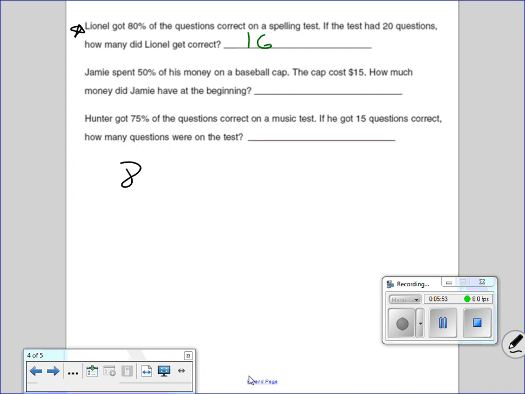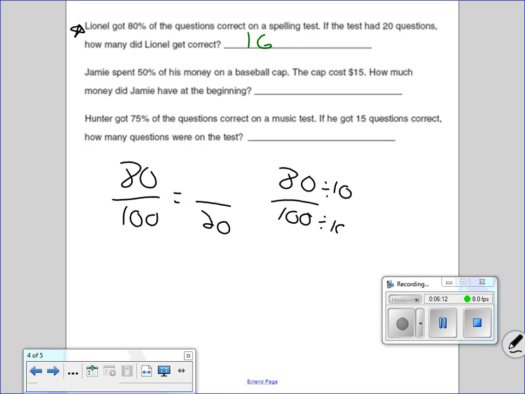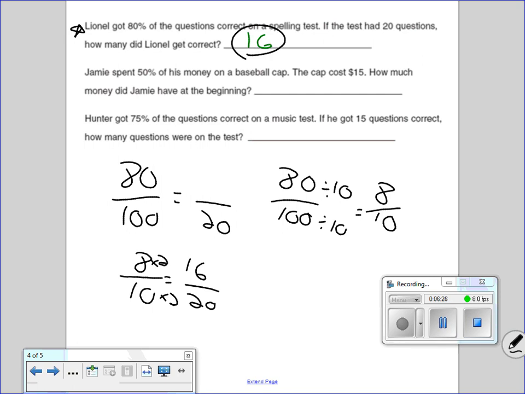So we have 80 over 100, right? Equals blank out of 20. What if I were to take 80 over 100 and reduce it, and make it smaller? Let's divide each of these by 10. So I get 8 out of 10. Now I'm going to write this as 8 out of 10 equals blank out of 20. Times 2 gives me 16. 16 is my answer. Do you see what I did?